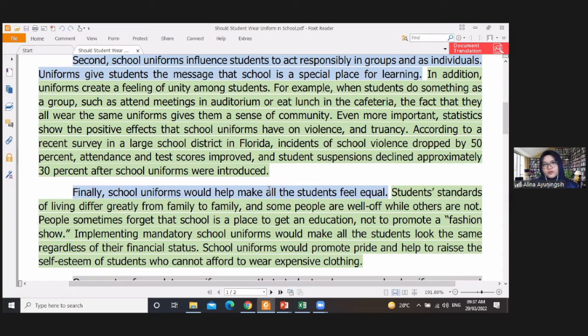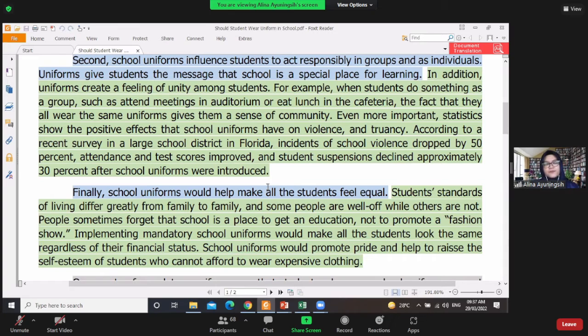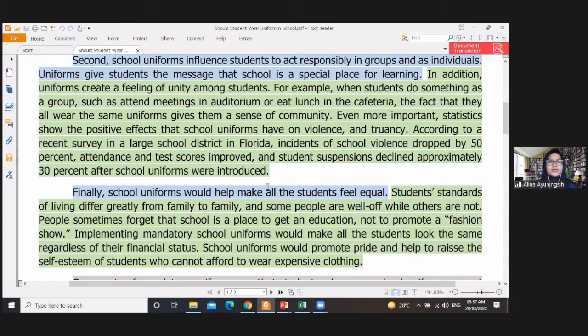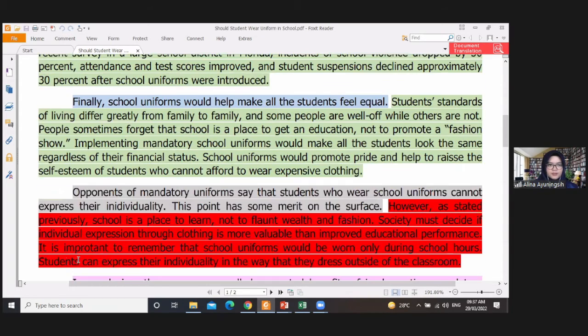So those are the three reasons that the students who wrote this argumentative essay show us. So there are three body paragraphs. Until there, I believe you already understand, because it's just almost the same as last week's explanation. But the different thing is this paragraph.